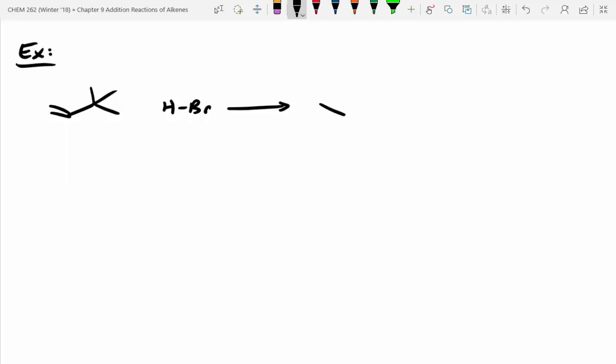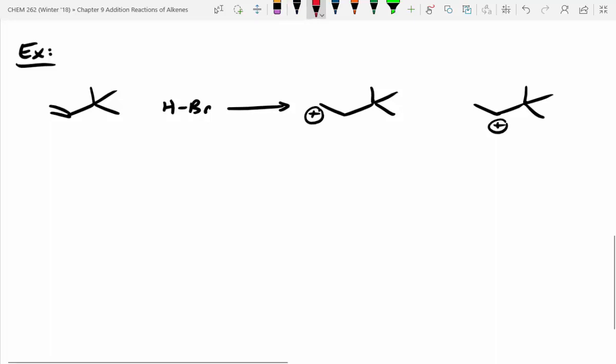I'll get us started with some intermediates here. So let's get started with our arrow pushing. We know we can do the same thing we've done before.